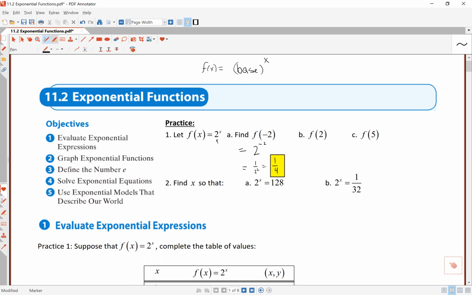So we're placing powers on 2. So f of 2 is 2 to the second power, which is 4. F of 5 is 2 to the fifth power, which is 32.